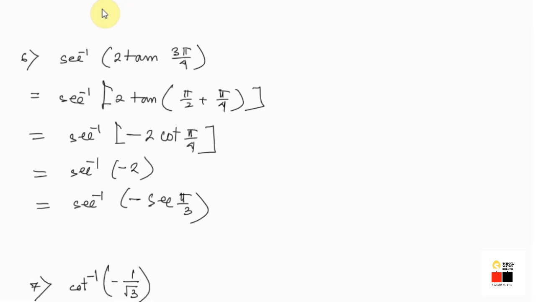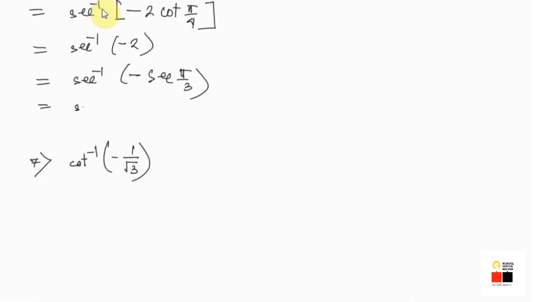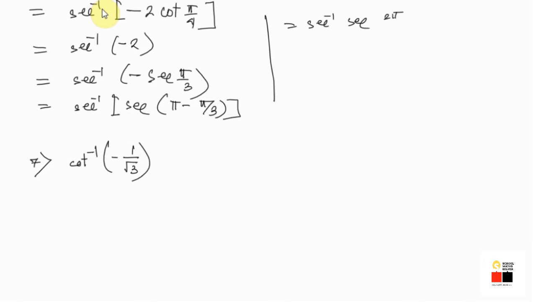We know that principal value of sec inverse x lies between 0 and pi, but principal value does not include pi by 2, equals to sec inverse sec pi minus pi by 3. Sec inverse sec 2 pi by 3 equals to 2 pi by 3. 2 pi by 3 will be the answer.